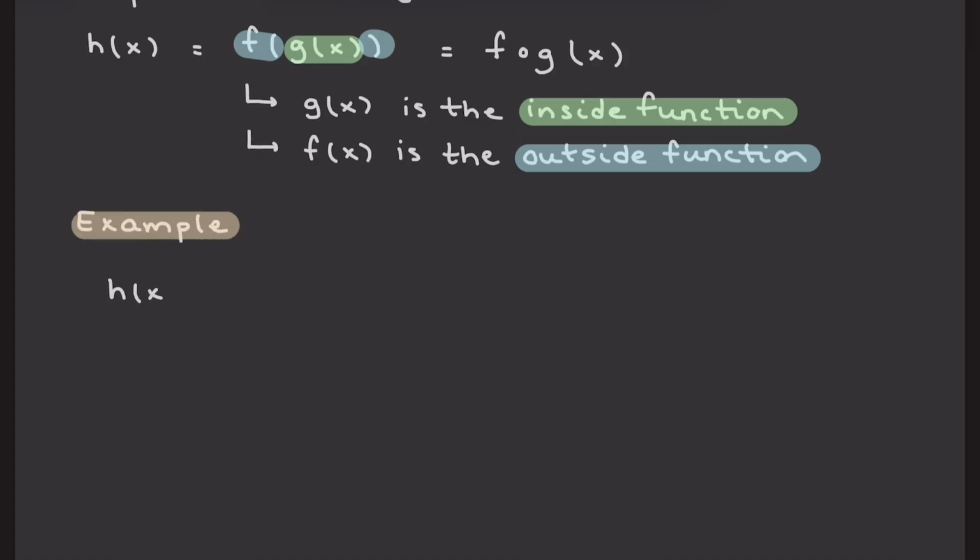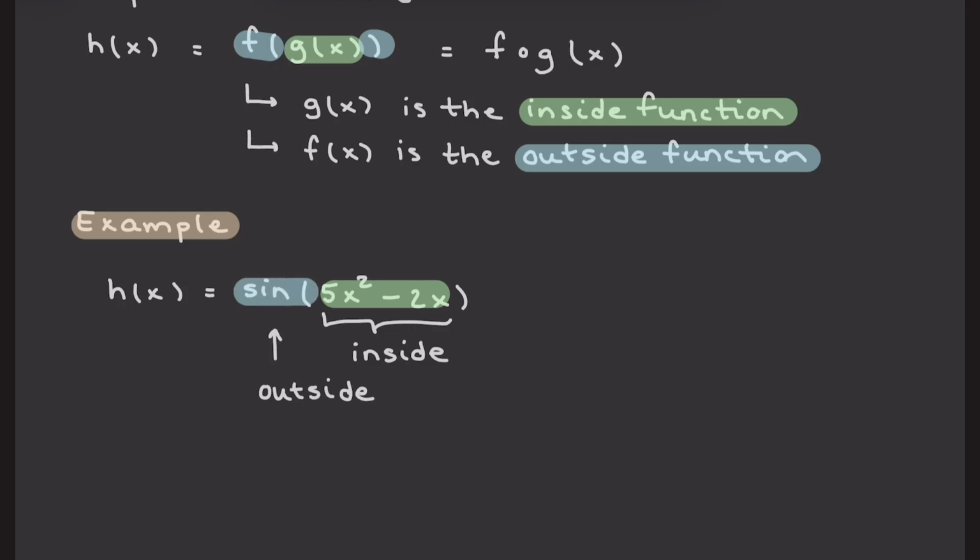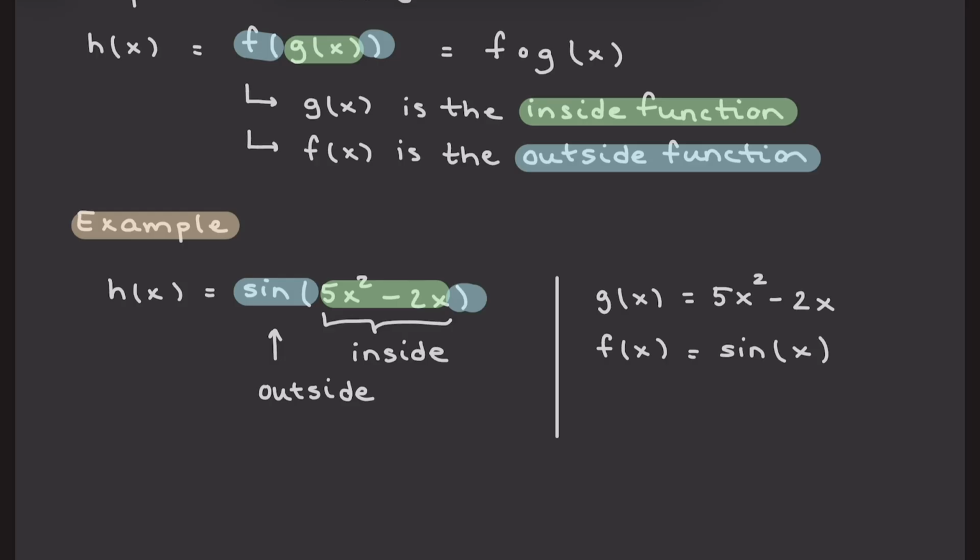Suppose that we are given h of x equals the sine of 5x squared minus 2x. We can clearly see that 5x squared minus 2x is the inside function living inside the outside function, which would be sine of x. Now remember that x here would be just the placeholder for the inside function. So g of x is 5x squared minus 2x, which is the inside function, and f of x is sine of x, which is the outside function.